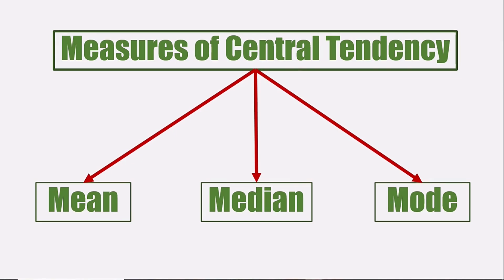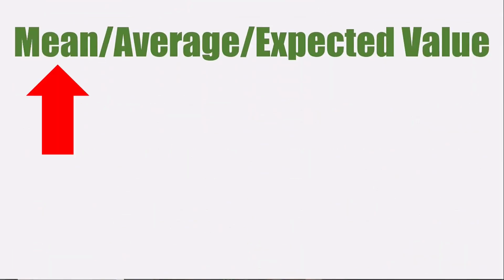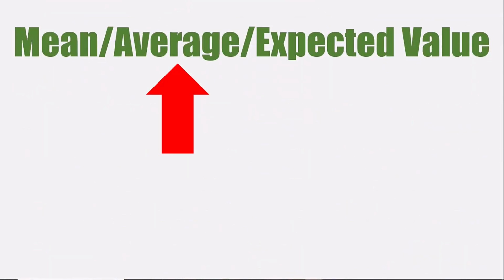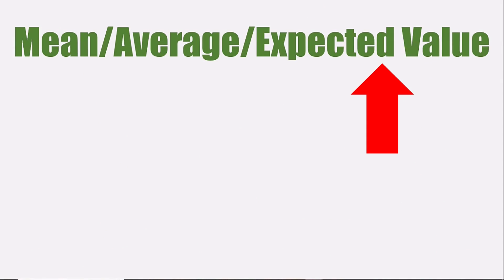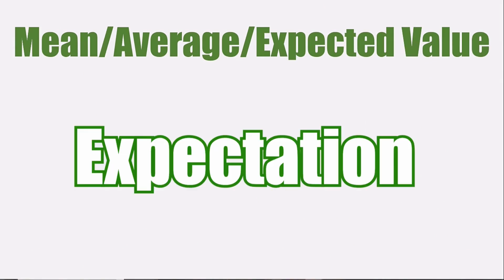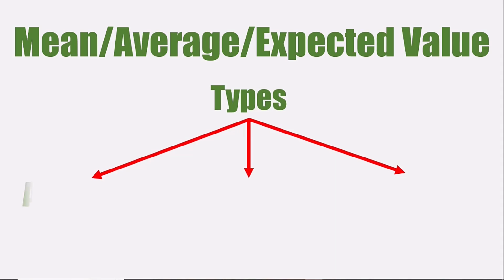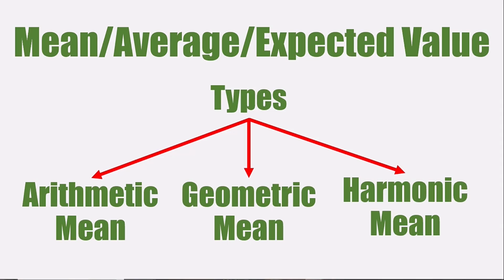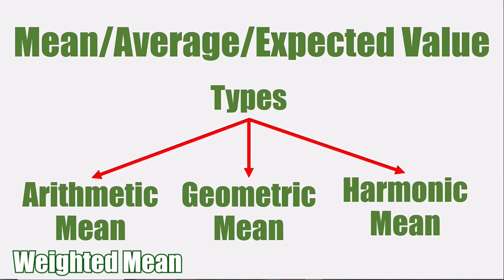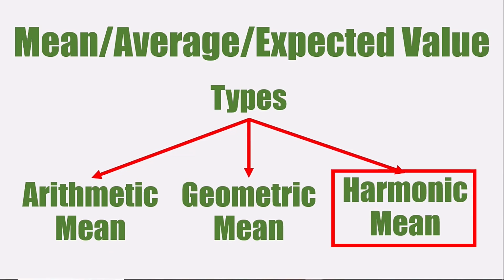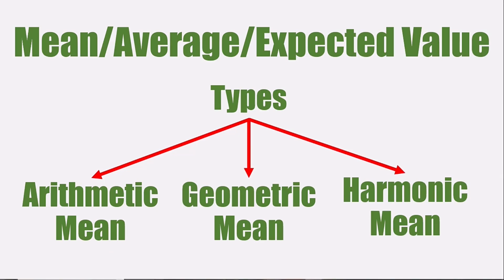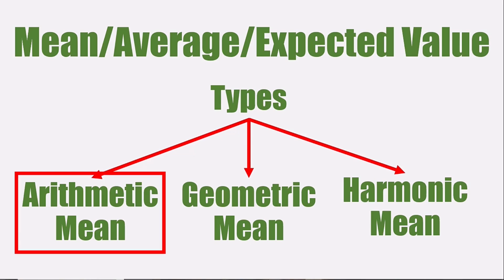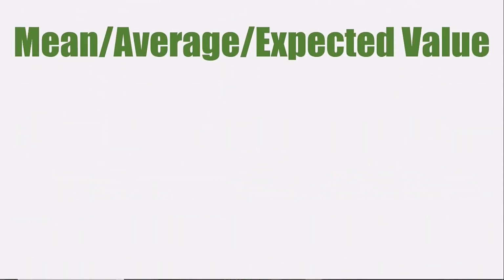Now, let's dive deeper into each of them. Let's start with the mean, which some people call the average, and statisticians like calling the expected value or the expectation of a dataset. There are 3 types of mean: the arithmetic mean, the geometric mean, and the harmonic mean. There's also the weighted mean, which is just a type of arithmetic mean. We shall talk about it later. For now, let's put aside the harmonic mean and the geometric mean. Let's first focus on the arithmetic mean, because that's the most common mean used by data analysts.